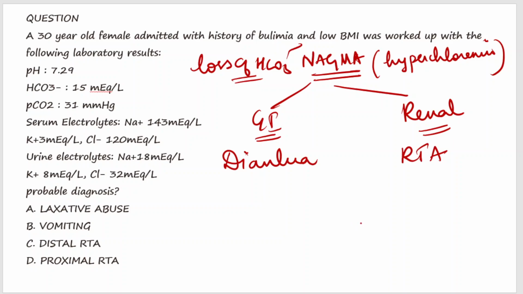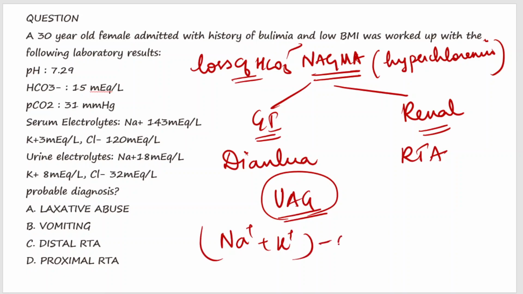Now again, to distinguish whether the loss of bicarbonate is due to a GI cause or a renal cause, you have one more parameter, which is the urinary anion gap. Again, it is the difference between the urinary unmeasured anions and cations, given by the formula sodium plus potassium minus chloride. Bicarbonate is almost completely reabsorbed, so the urinary anion gap will be sodium plus potassium minus chloride.